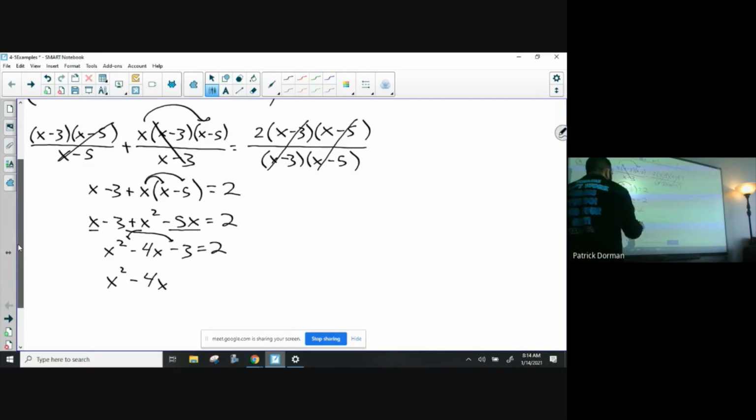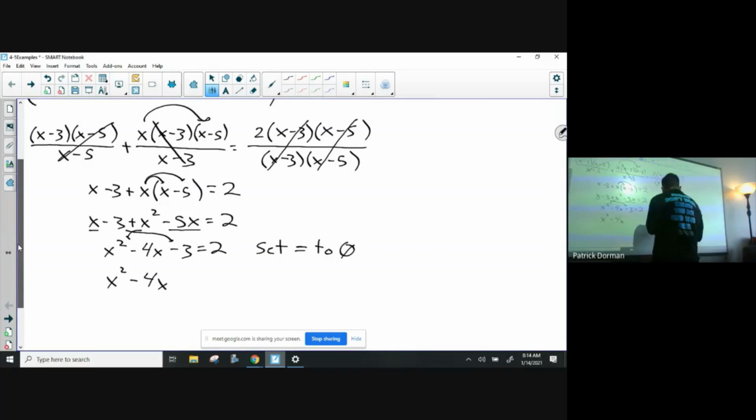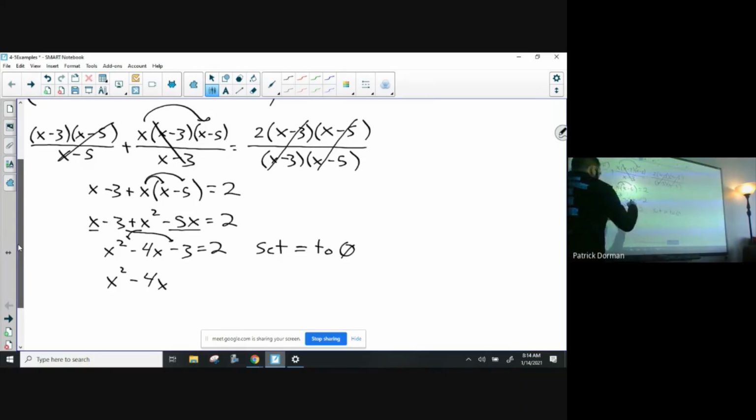Subtract 2 from both sides, right? Because now we need to set this equal to 0. Set equal to 0. That's what we need to do next. In other words, we got to have all the stuff on one side and 0 on the other side. So subtract 2 from both sides. And I get negative 5.